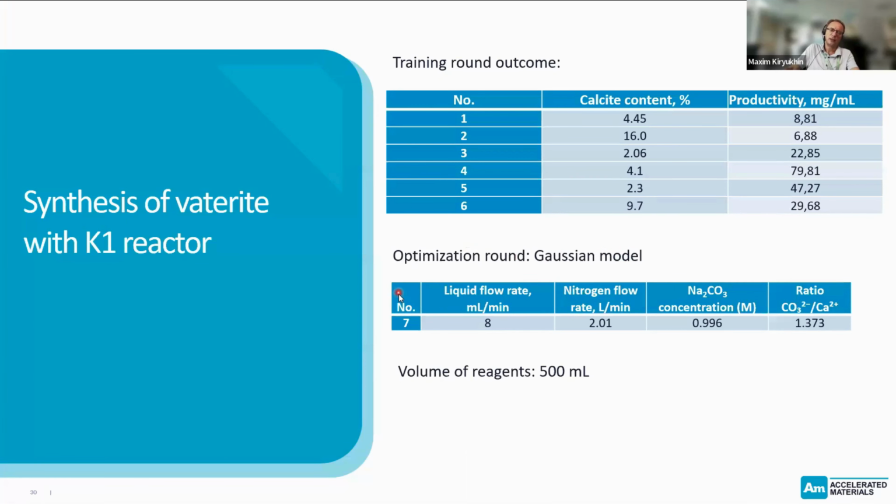Then AMLON suggested we run an experiment at these conditions. It provided the optimized liquid flow rate, nitrogen flow rate, concentration of sodium carbonate, and the ratio of carbonate to calcium. Using these process conditions, we tried to run the reaction using already 10 times larger volumes, half a liter for each.